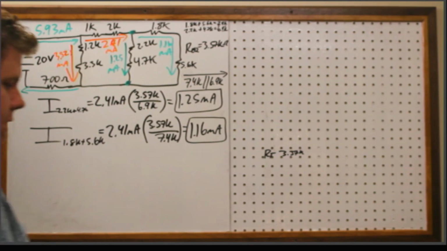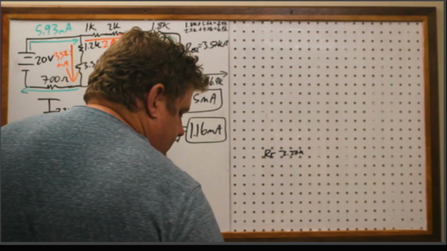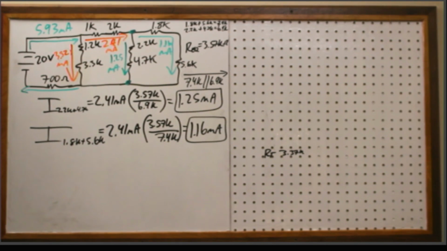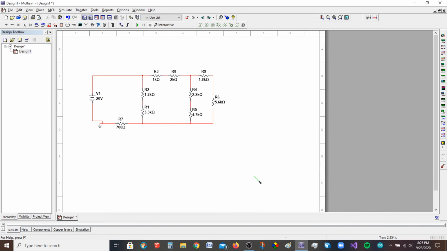We have all of the currents. Again, we could just use the current times the resistance value to find the voltage. But let's go ahead and check in with Multisim and see how we did. Okay, let's go ahead and check in with Multisim here. I'm going to throw in a total current measurement here and see what we get. So we get 5.93 milliamps, which is what we calculated. So that's a good sign.